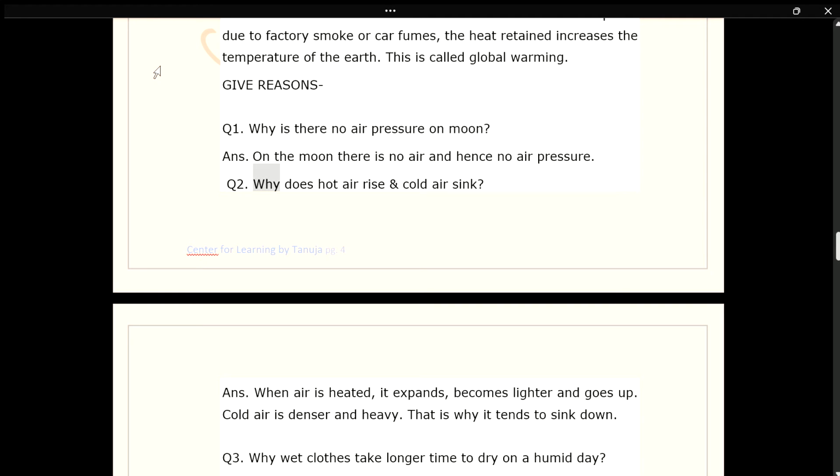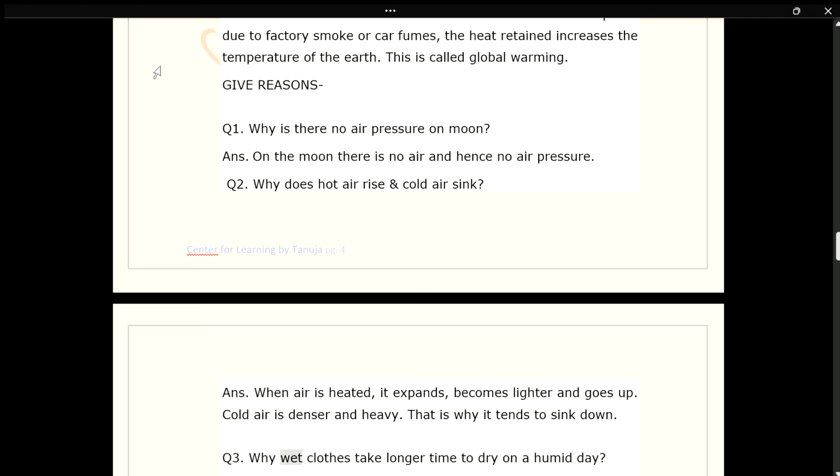Q2. Why does hot air rise and cold air sink? Ans. When air is heated, it expands, becomes lighter and goes up. Cold air is denser and heavy. That is why it tends to sink down.